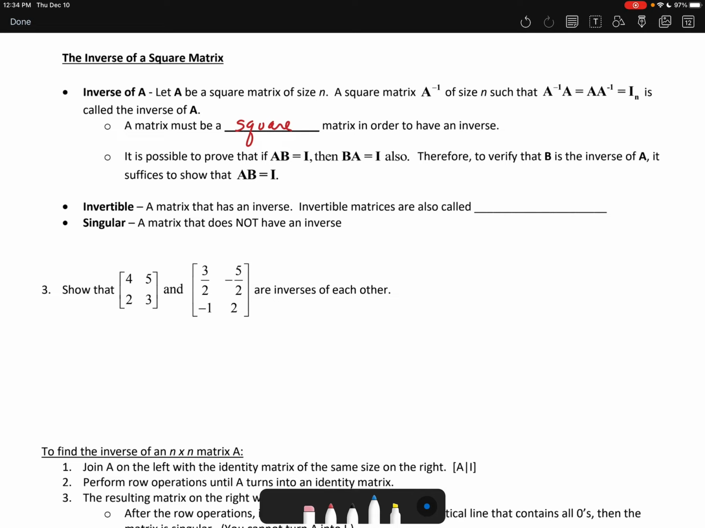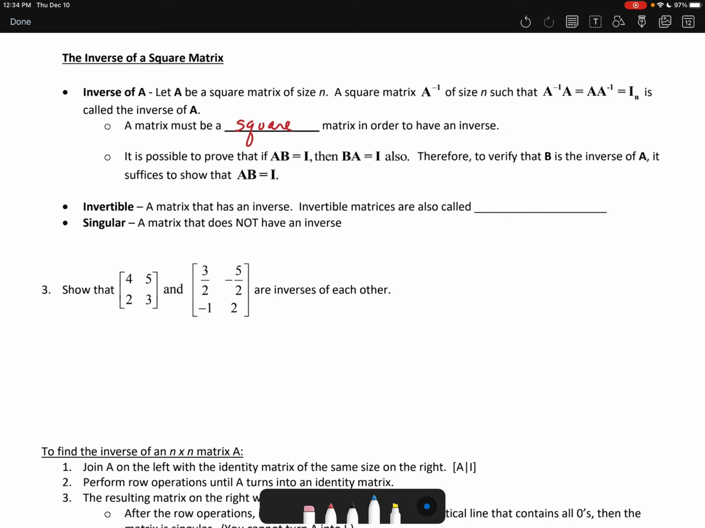It is possible to show that if you multiply in one direction and get the identity matrix, that multiplying in the other direction will definitely also give you the identity matrix. So in order to verify that B is the inverse of A, you really only have to multiply one direction and show that you get the identity matrix back. Okay, that's something that we could spend time writing up a mathematical proof for, but I'm just asking you to trust me on that. And you don't want to do more work than you have to anyway.